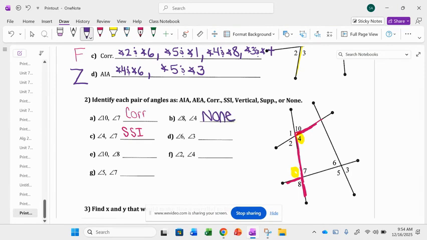Thank you. All right, let's go to D. 6 and 3. So we outline 6, we outline 3. This is a very obvious one. What is it? Birds kissing. Yep. What do we call the birds kissing? Vertical. You got it.